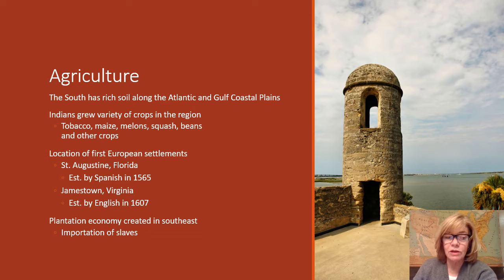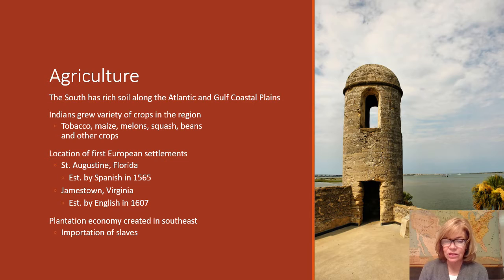Okay, so agriculture: because the soil is pretty fertile and rich along the Atlantic coast and the Gulf Coast plains, they've been known for growing different crops through there. Indians grew a variety of different crops, including maize, squash, and beans. You'll see a picture of it in a minute. This image is of St. Augustine. This was a fort established by the Spanish back in 1565. This is the first permanent European settlement in what is now the United States. I shouldn't say North America because there were other places.